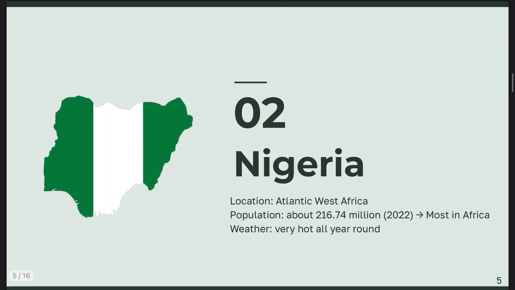Next is the basic information about Nigeria. It's located in Atlantic West Africa and its population is about 216.74 million in 2022, which is the highest population in Africa. It is generally very hot all year.